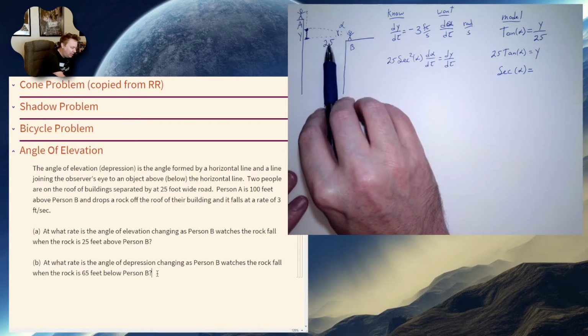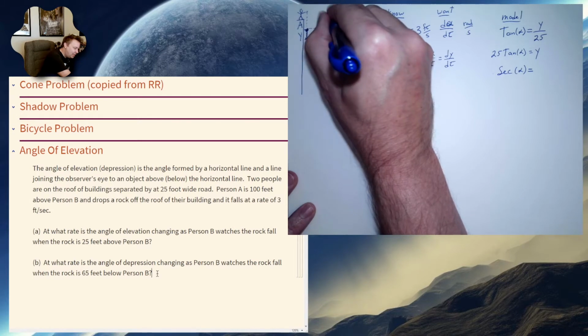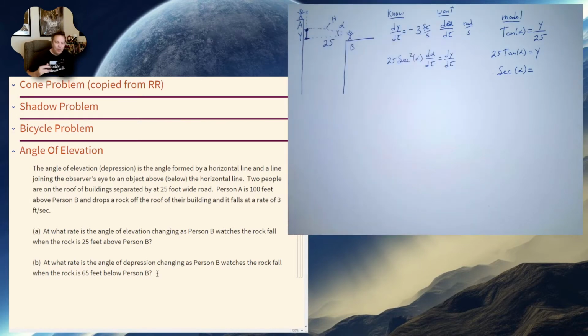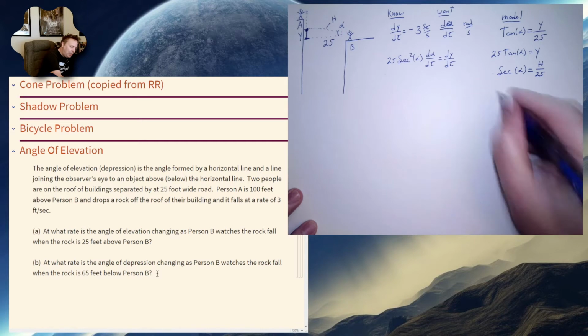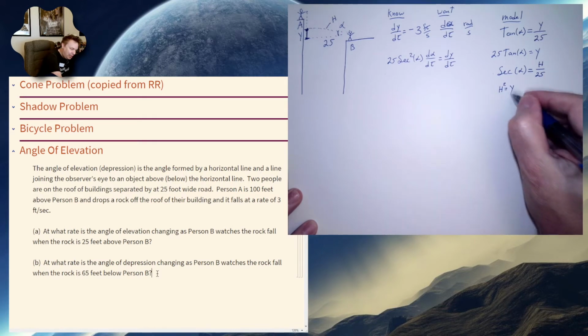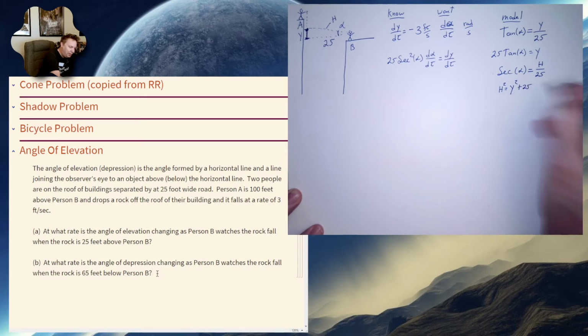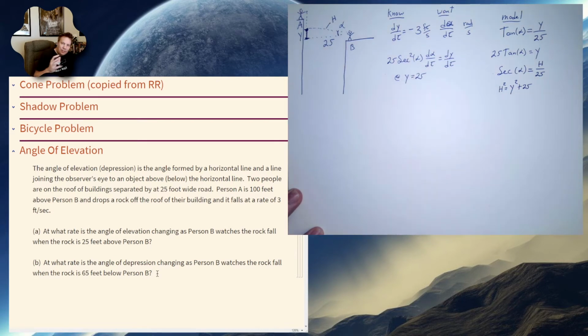Cosine is adjacent over the hypotenuse. I'm going to call this capital H just for the moment. So I'm going to look at the hypotenuse over 25. The hypotenuse squared, using the Pythagorean theorem here, is equal to y squared plus 25 squared. But specifically, when we're doing this at y equals 25, that's my big goal here, is to make sure I'm doing this at a specific moment in time.